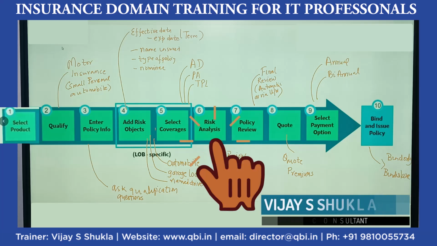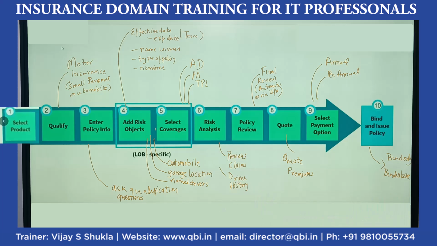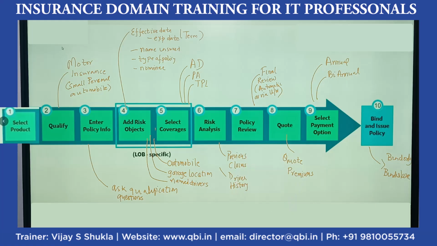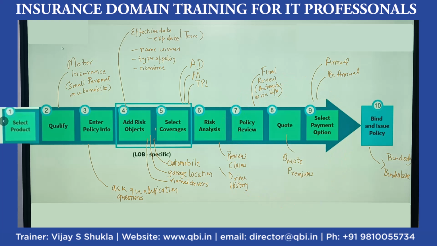Then there is risk analysis. It can be done in an automated manner or it can be done in a manual manner depending upon the coverages, the limit of coverages which the policy is covering. Here we may check previous claims, we may check the driver history, etc. Then there is policy review. So we do the final review of the policy, and this happens before the quote generation. Then the premium quotes are generated or premiums or cost for the policy is calculated.